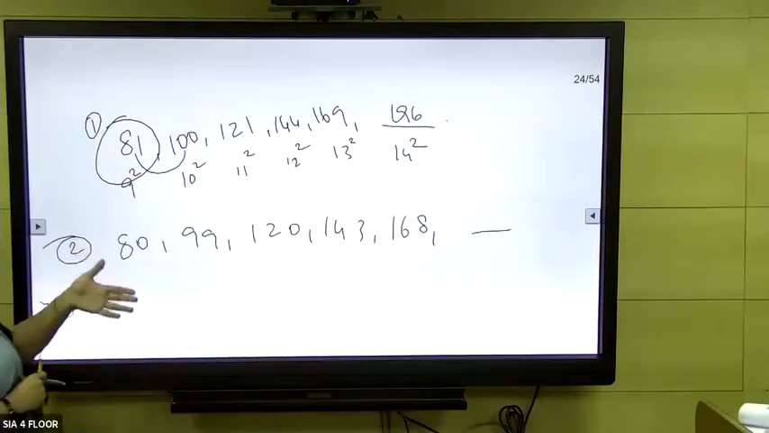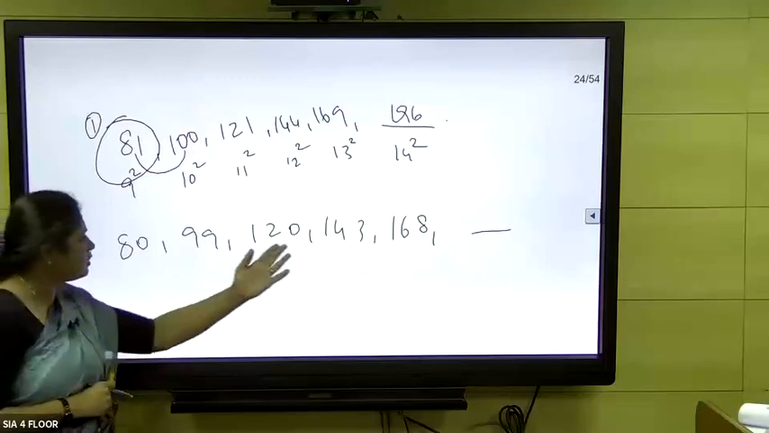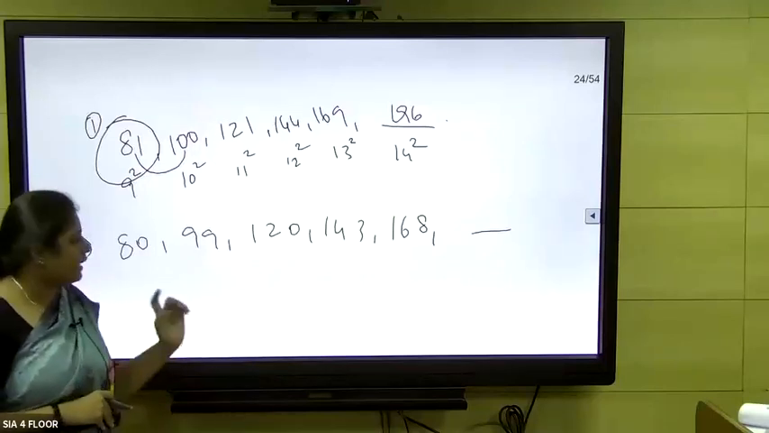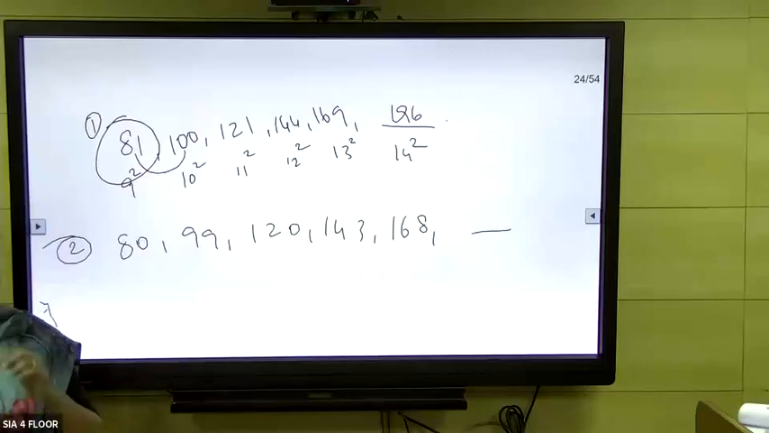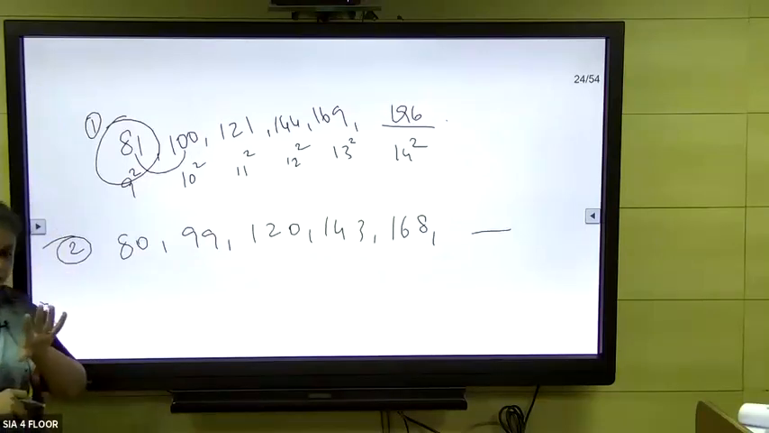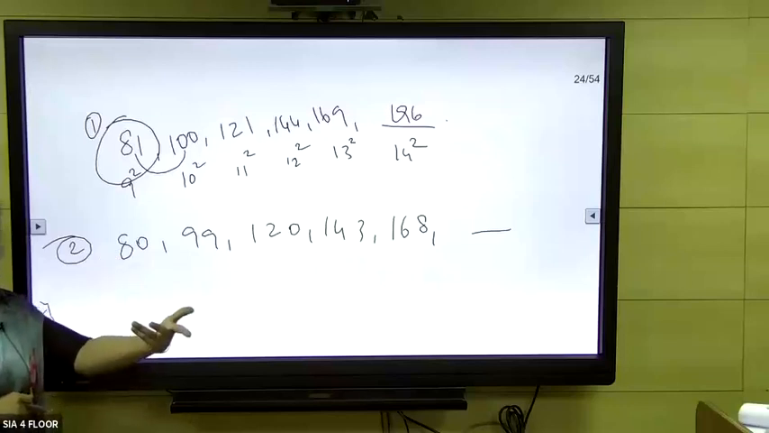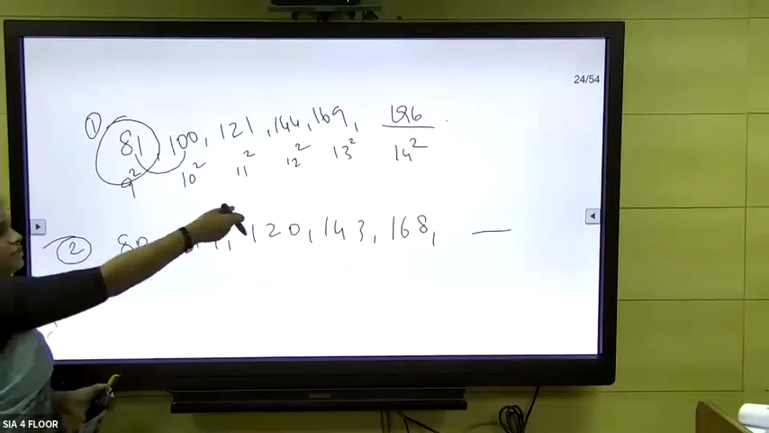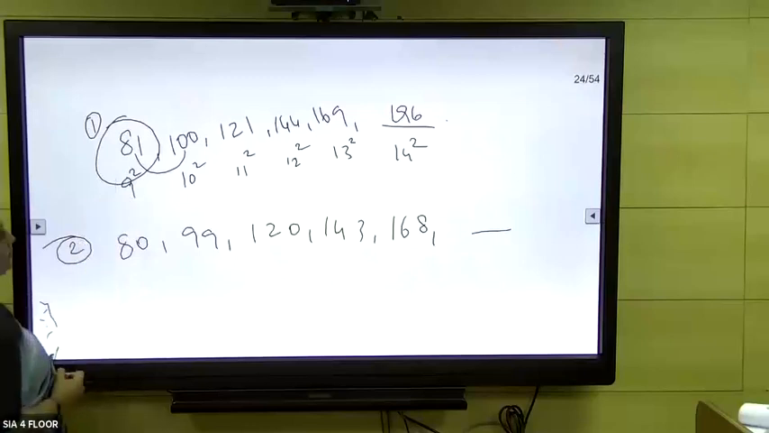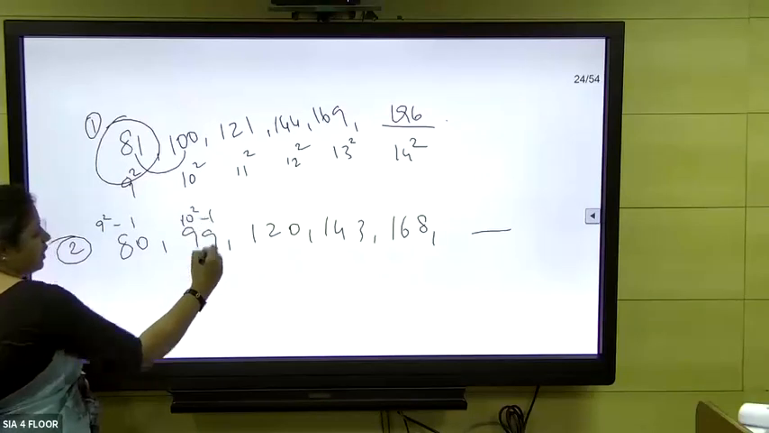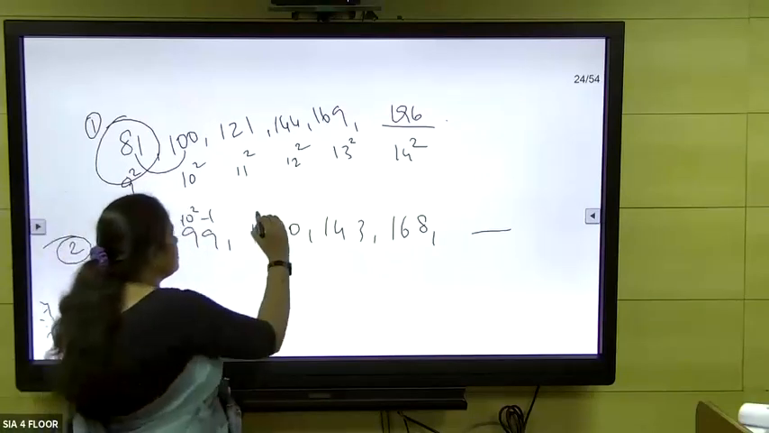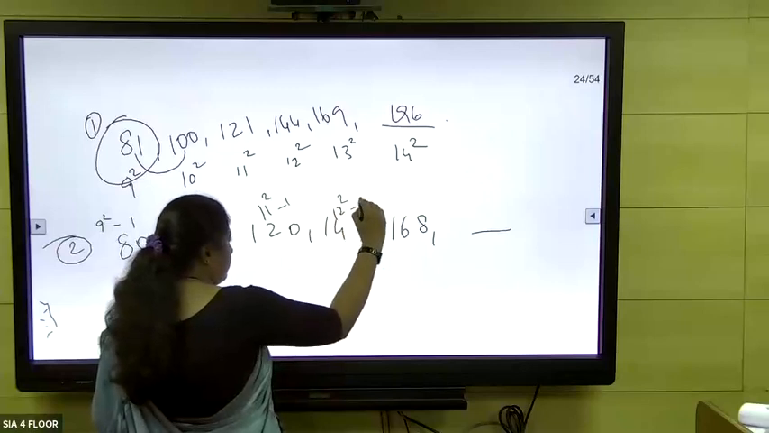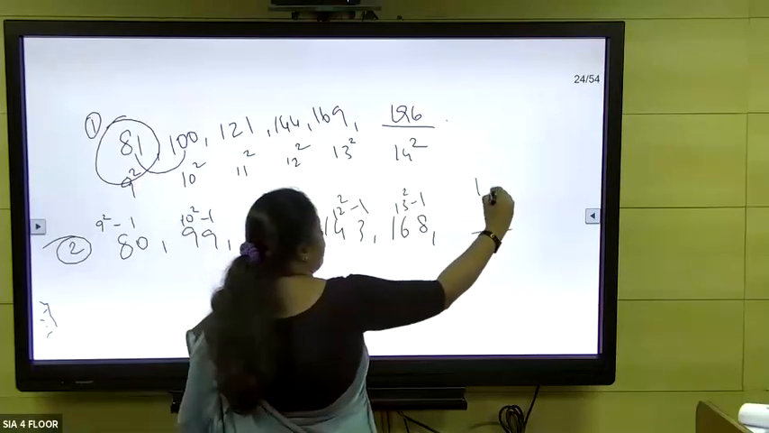So you can see that if you find a sequence like this, these are not square numbers, not cube numbers, and not prime numbers as well, right? But you also have to check whether any of these numbers are nearer to square numbers, cube numbers, or prime numbers. These are not square numbers, but they're nearer to some square numbers, correct? So this is 9 square minus 1, and this is 10 square minus 1. So it goes on like that. This is 11 square minus 1. So what we need here is 14 square minus 1.